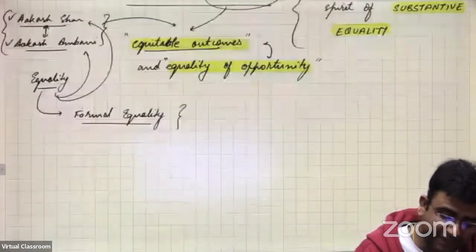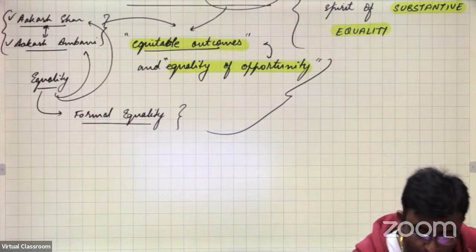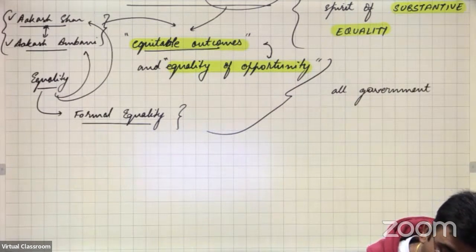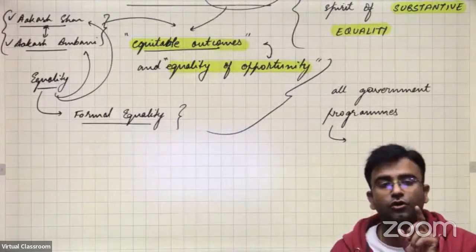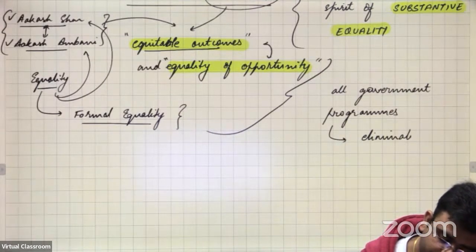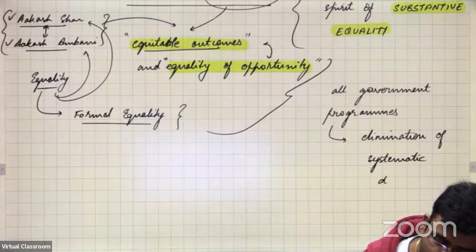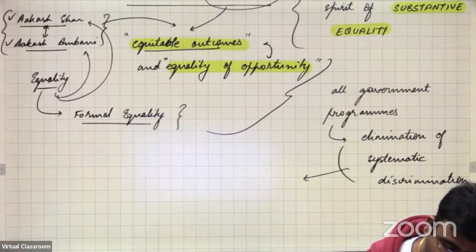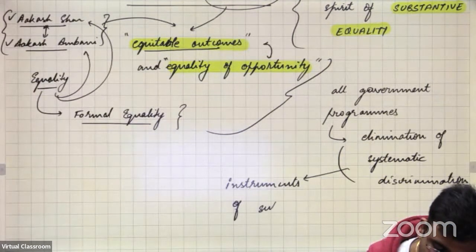All right. That means that all government policies and programs that result into elimination of systematic discrimination are referred to as the instruments of substantive equality.